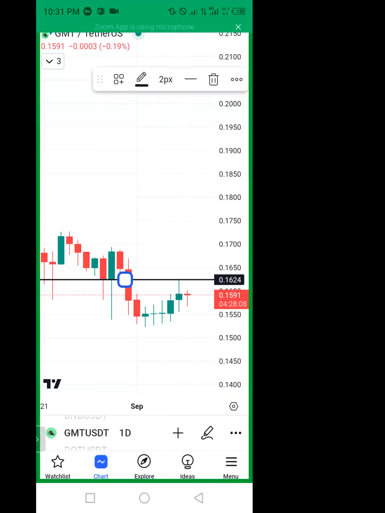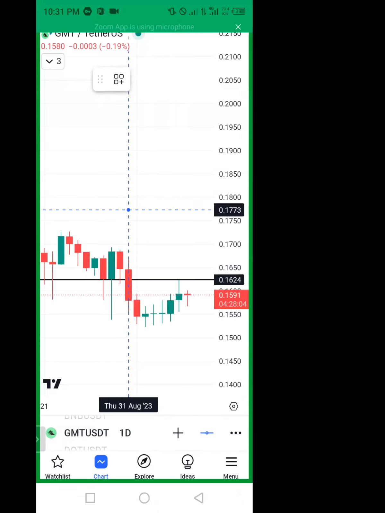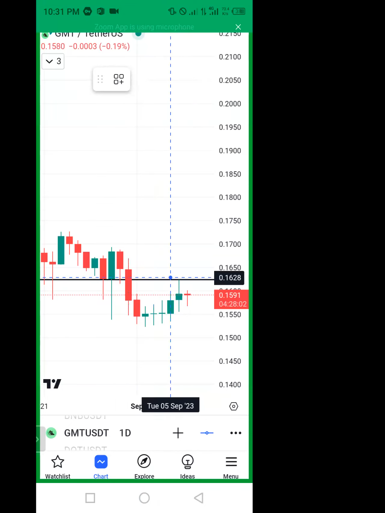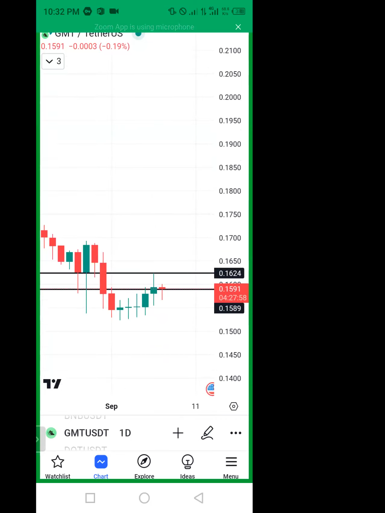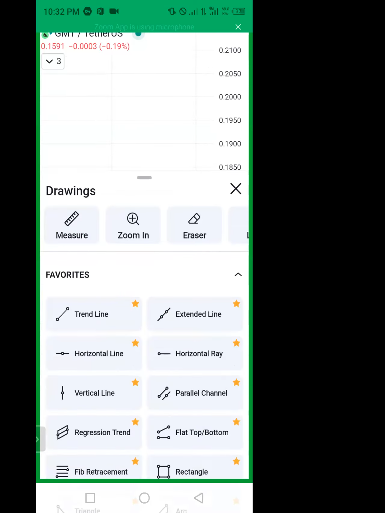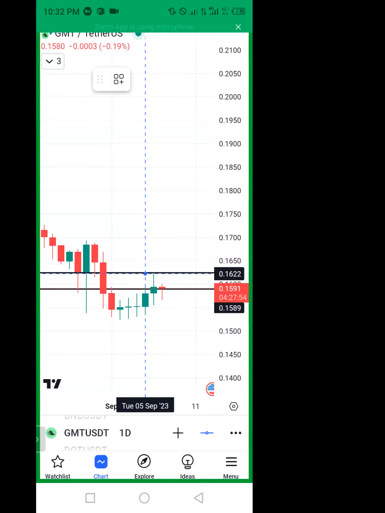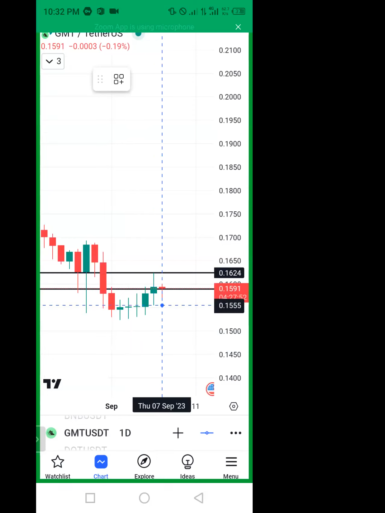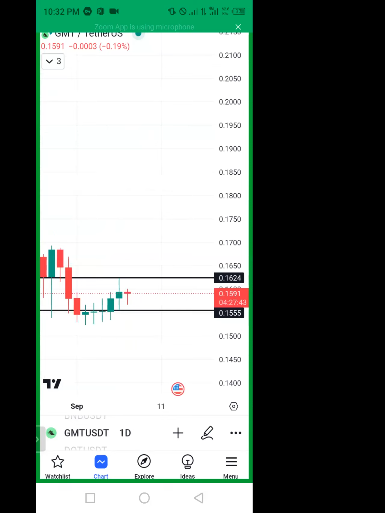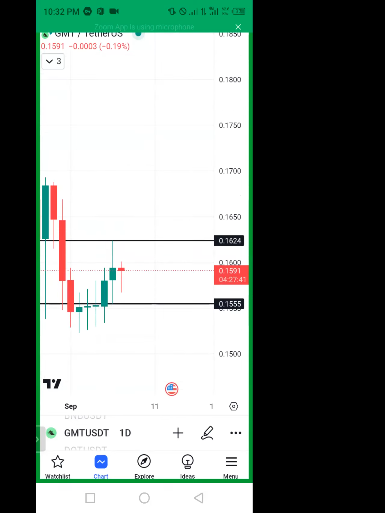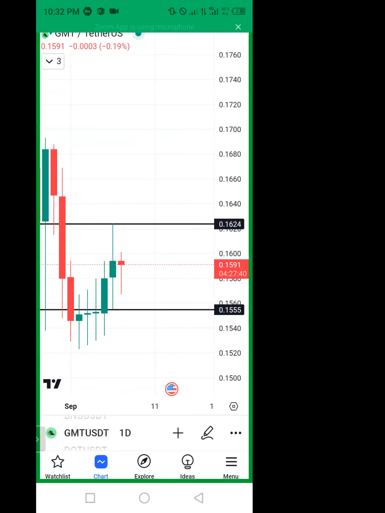That is my resistance. I go to the pencil again, get the horizontal line, and move it with my index finger. Where has it gone? Let me get it again. I put it here at the low of this candle and I tap to form a line. That is my support. The one above, the high, is the resistance and the one below, the low, is the support.